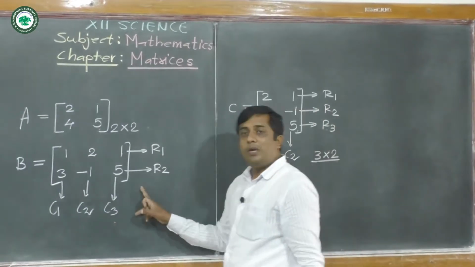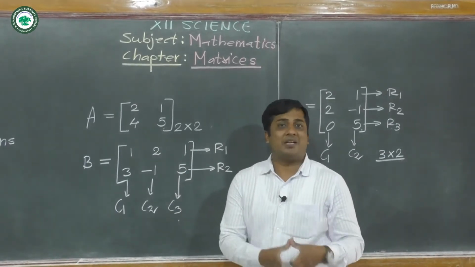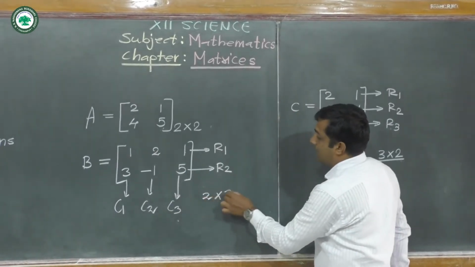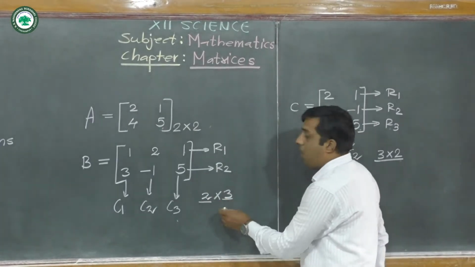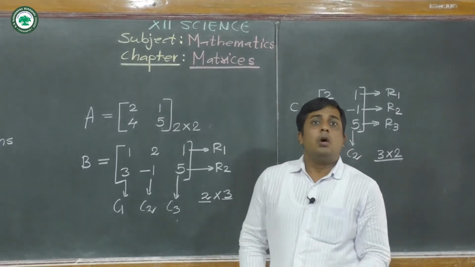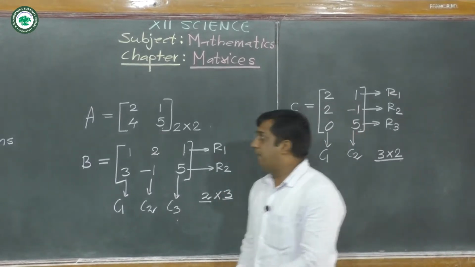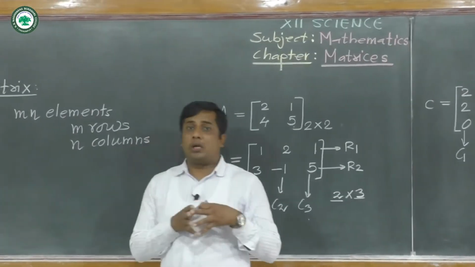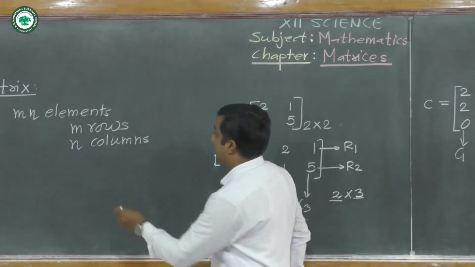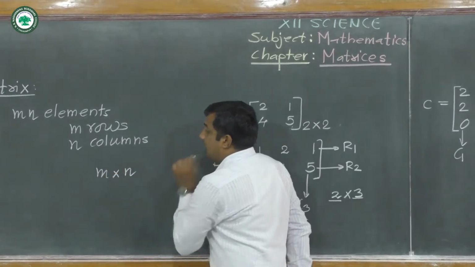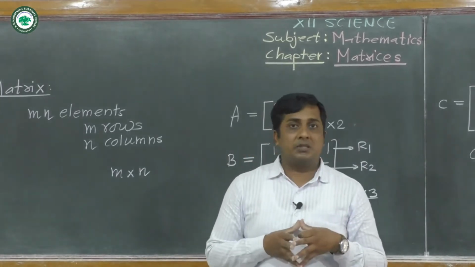In the earlier matrix also we consider total 2 rows and 3 columns. So the order for the given matrix is 2 by 3. Here this 2 is for rows and this 3 is for columns. So we define the order of matrix like this. If in our given matrix we have total m rows and n columns, then the order for this matrix is m by n. Remember again, here m is for rows and n is for columns.